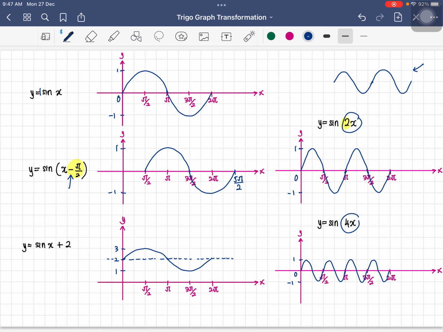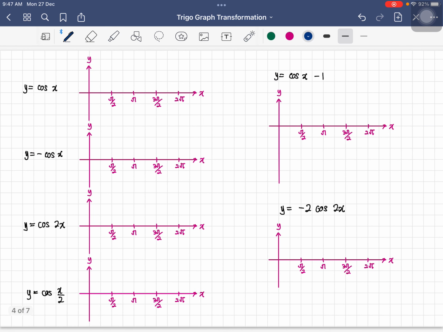All right, next, let's look at this cos. We should recall that the graph of cos will be something like this, from 1 until -1. So my cos will be something like this. That is my cosine of x.